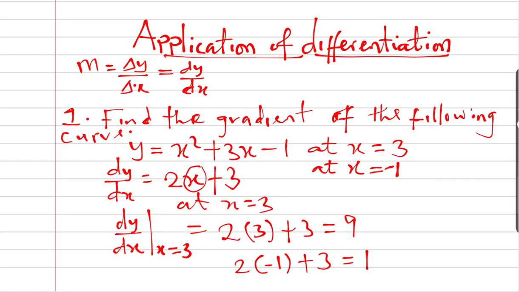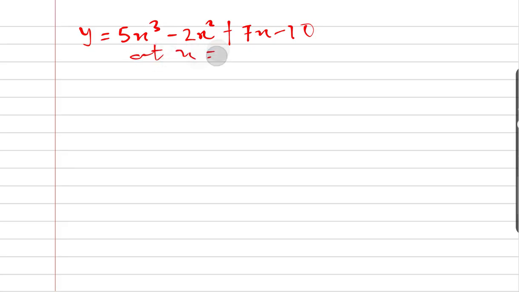Okay, let me quickly do one more question. We want to find the gradient of the curve y equals, let's not use x raised to power 3 now, let's put a constant there. Let's say we have 5x raised to power 3 minus 2x squared plus 7x minus 10. You want to find the gradient at x equals 0.